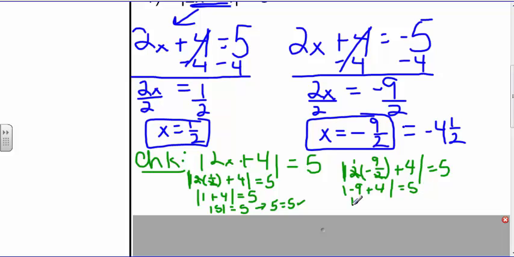Absolute value, negative 9 plus 4 is negative 5. Absolute value equals 5. And remember that absolute value makes everything inside positive, measures a distance, so the distance from 0 to negative 5 is a positive 5, equal to 5. So that solution works as well. So our solutions are 1/2 and negative 9/2.